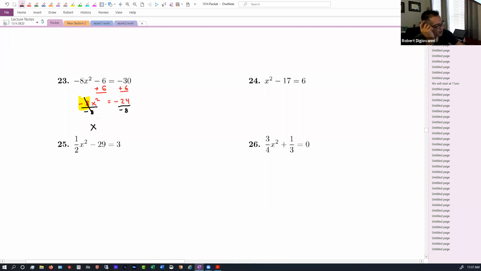That'll give us x squared equals, okay, so negative 24 divided by negative 8, that's positive 3. And now I will take the square root on both sides, plus or minus square root of 3. And it's not negative 3, right? It's just 3. So I don't have to worry about an i here. And we just did square root of 3 on our calculators. So this should be plus or minus 1.73. Any questions?